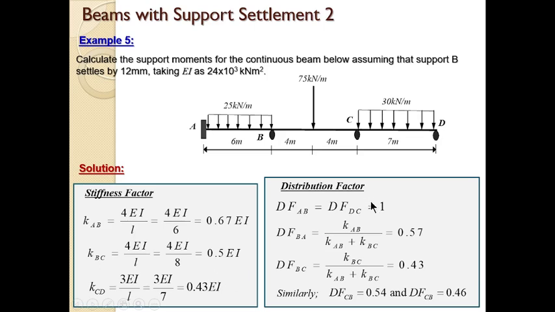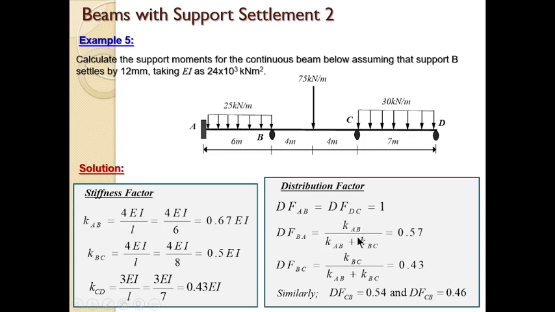Then we calculate the stiffness factor at support A, because there is only one member meeting there, and at support D, the distribution factor for those two supports is 1. But at support B and support C, we can now go ahead and calculate the distribution factor. For instance, at support B, there are two members meeting there, member AB and member BC. So for B going to A, it is the stiffness factor of AB.